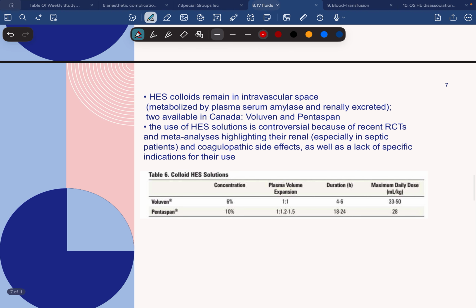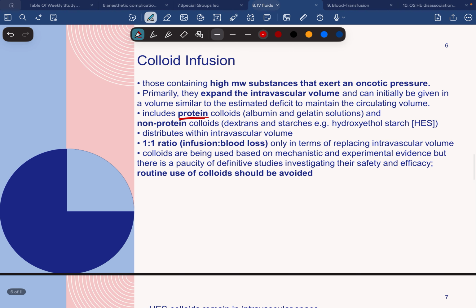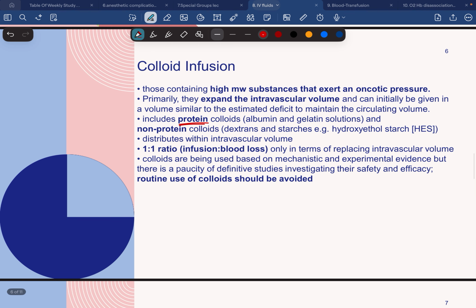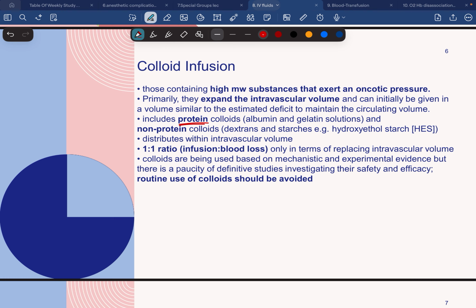Pentaspan. So we have these colloids. They have higher molecular weight substances, which means they will remain intravascularly, because these substances will increase the osmolarity, preventing the fluid or water from shifting from intravascular to the interstitial space or into the cells. It could be protein colloids, such as albumin and gelatin solutions, or non-proteins, such as HES, which is most commonly used.